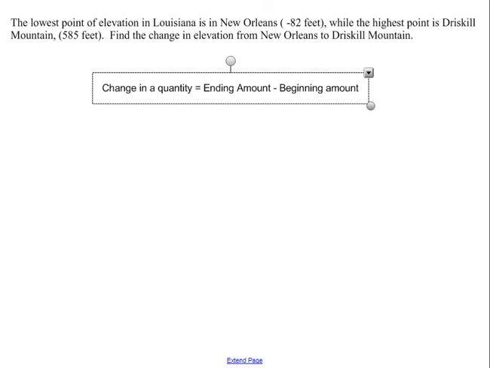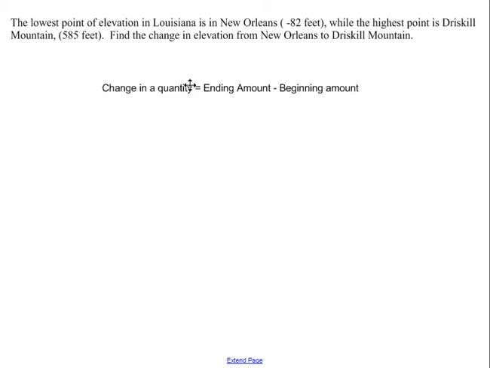The lowest point of elevation in Louisiana is in New Orleans at negative 82 feet, while the highest point is Driscoll Mountain at 585 feet. Find the change in elevation from New Orleans to Driscoll Mountain. So we're trying to find the change in a quantity.